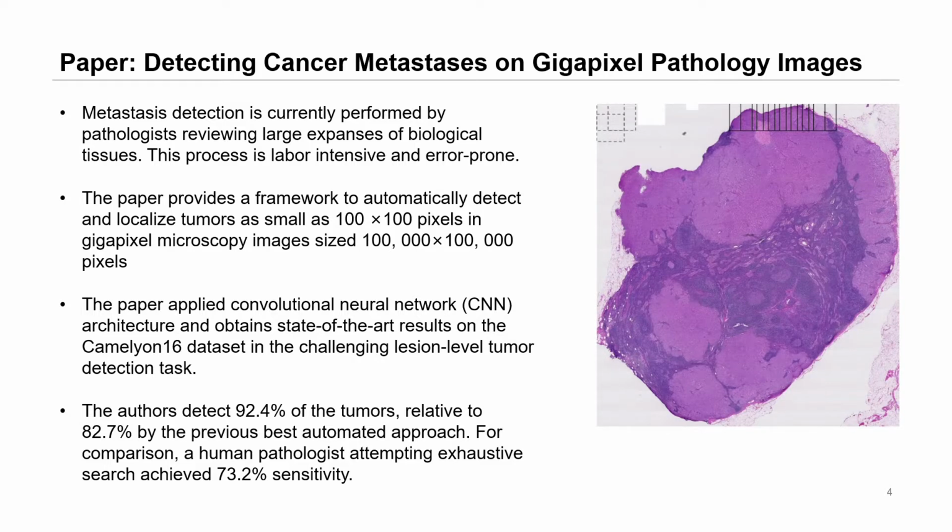The project is basically related to this paper, Detecting Cancer Metastases on Gigapixel Pathology Images. It is a kind of methodology currently performed by pathologists to review the cancer cells in these very large biological tissues. The tissue is included in the image, which can be really large, and we're going to apply convolutional neural network architectures to predict where the cancer parts should be. In the paper, they achieved really high accuracy and sensitivity.